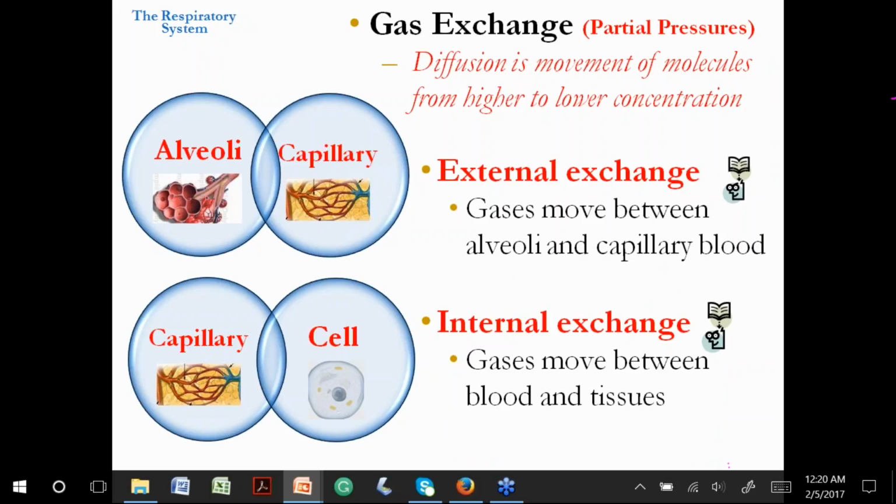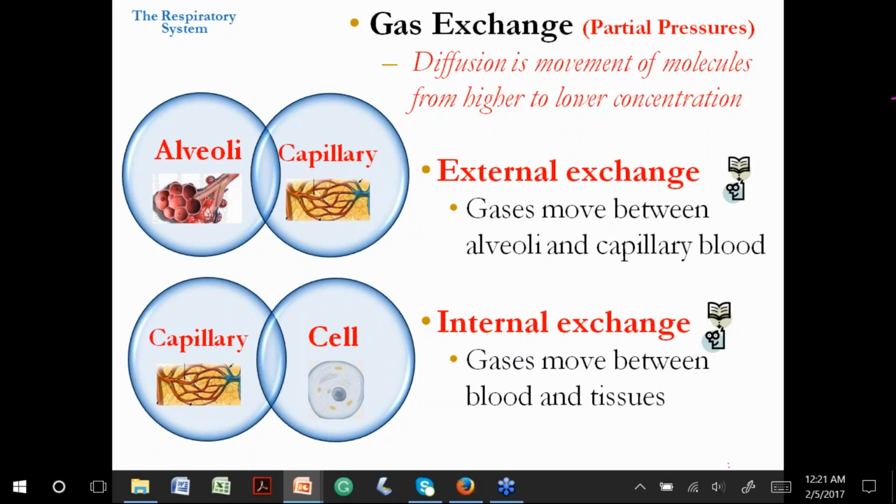Okay, so let's talk about gas exchange. Gas exchange is the diffusion and movement of molecules from higher to lower concentration. That's what we were saying in class many times, that the universal law is that things go from higher concentration to lower concentration to make it even at the end, right? For example, here we have the external exchange of gas. In the external exchange of gas, we have more oxygen coming into the alveoli, right?